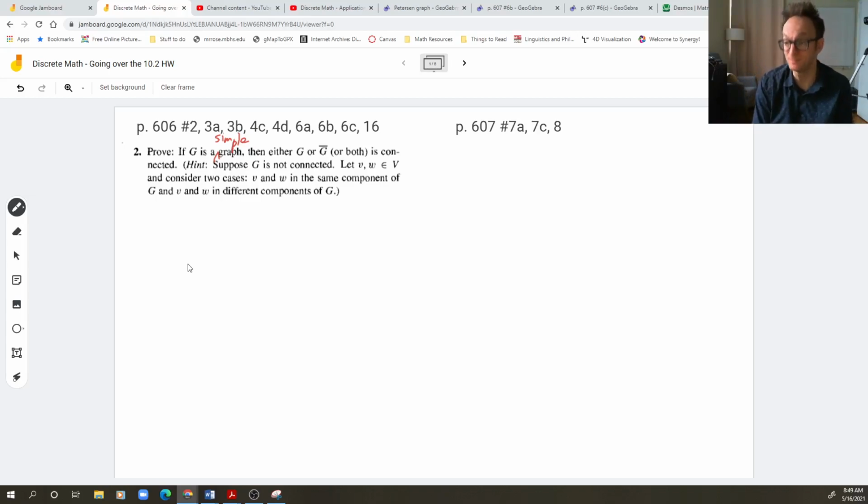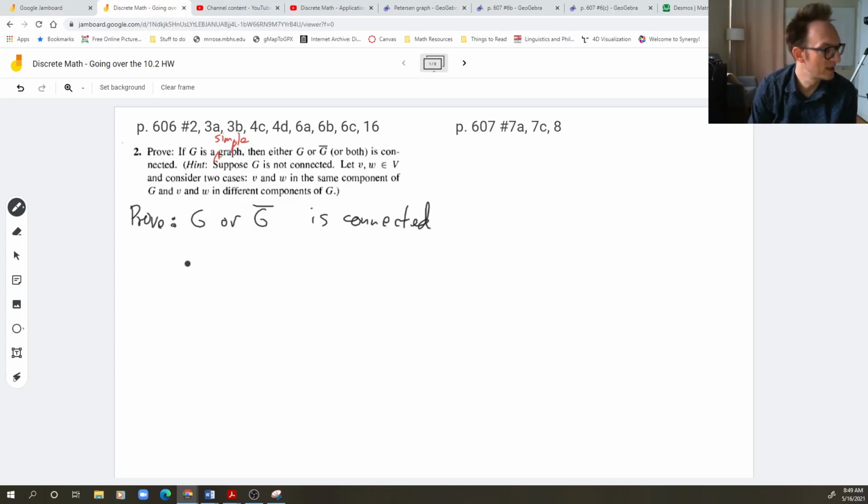Let's just begin. So what do we need to do? We need to show that either G or G complement is connected. Okay, so let me just write that down. So prove that G or G complement is connected. And by the way, is it possible for both to be connected? I bet so.